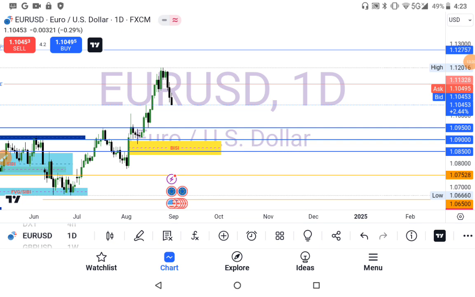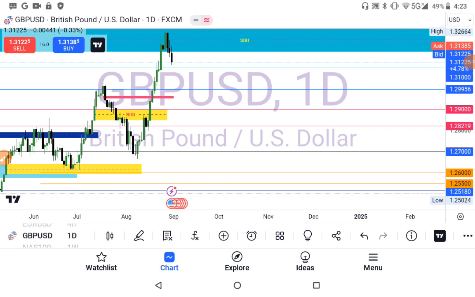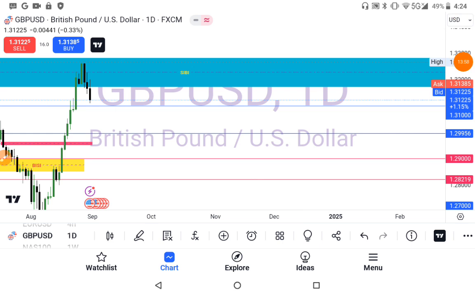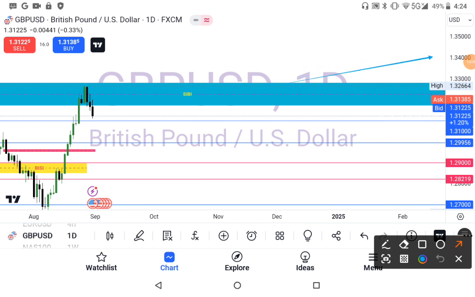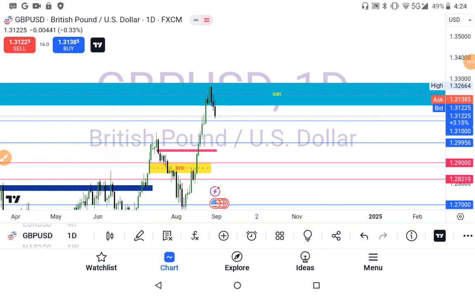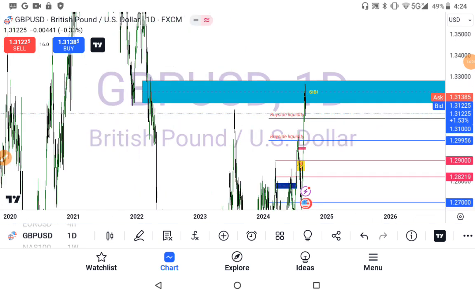Then I moved to GBP USD. On GBP USD, I was watching 1.31000 to 1.34000. The level 1.34000 was also short of some movements. 1.34000 was not delivered here. So the level we have here was for this CB. The CB we have here.